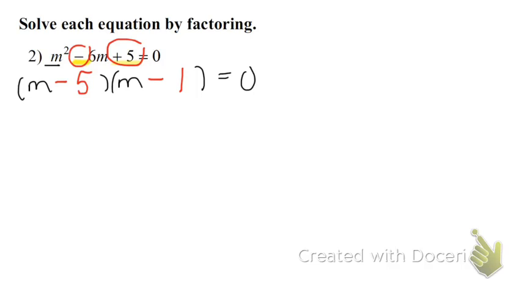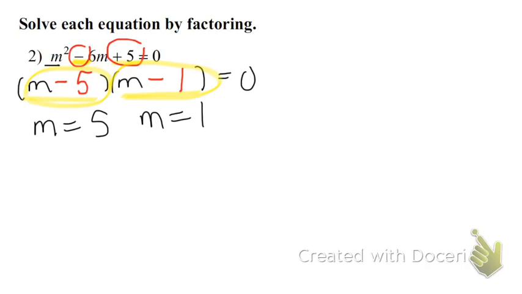Now continue to solve the problem. Remember, if this group times this group equals 0, then when either group equals 0, you'll have an equation that multiplies to 0. So, what value of m here would make this group equal 0? M equals 5. What value of m here would make this group equal 0? M equals 1. So we have two solutions.